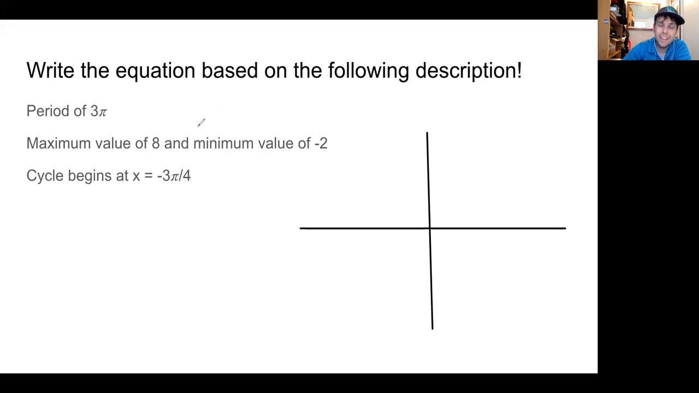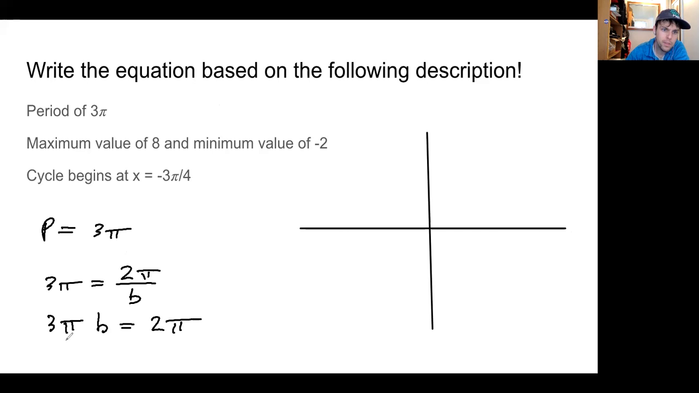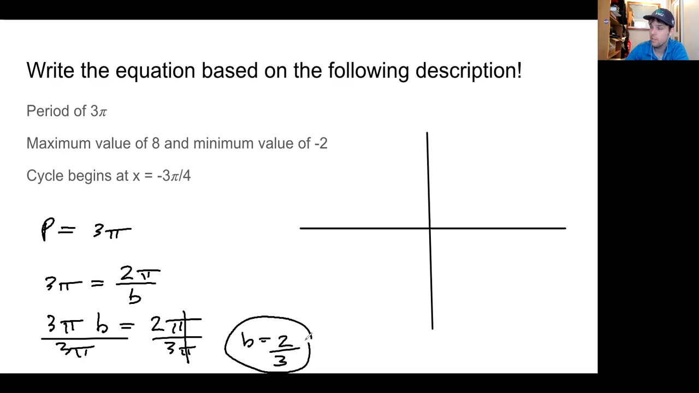All right, so a period of 3 pi. So period of 3 pi, that would help us actually figure out the B value. So 3 pi equals 2 pi over B. In this case here, multiply both sides by B. So 3 pi B equals 2 pi, and then divide both sides by 3 pi. That means that B is just going to be 2/3. So B is 2/3. That's a useful thing for us as far as part of our equation.